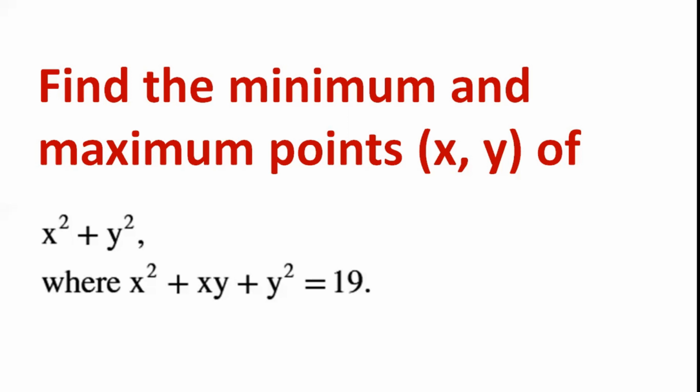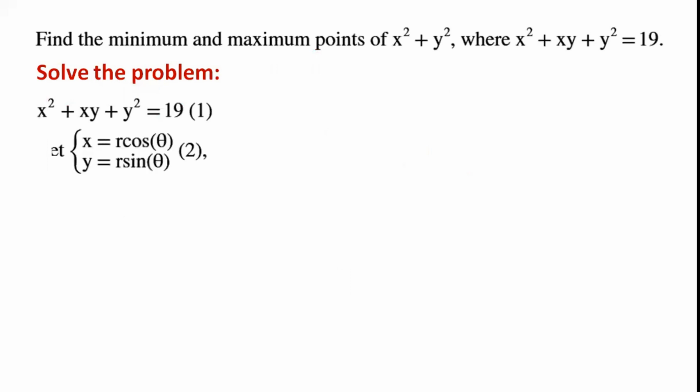Find the minimum and maximum points (x, y) of x squared plus y squared, where x squared plus xy plus y squared equals 19. Let x equal r cosine theta, y equal r sine theta.